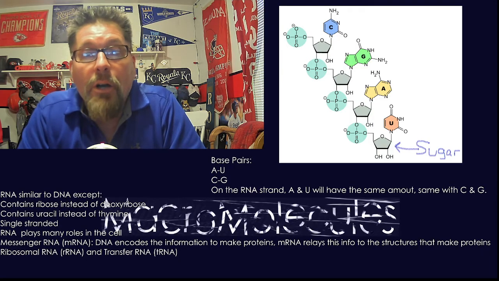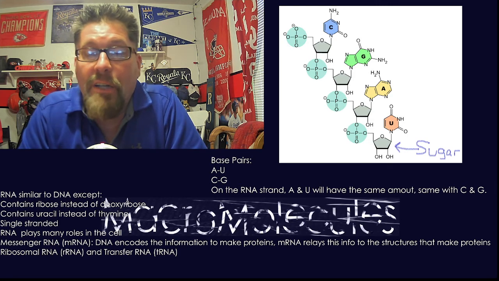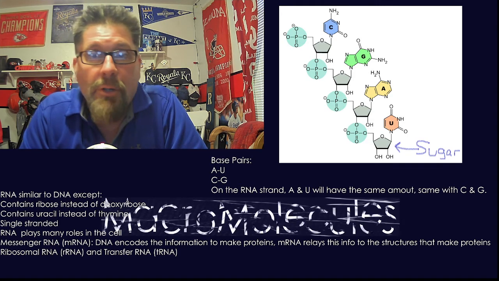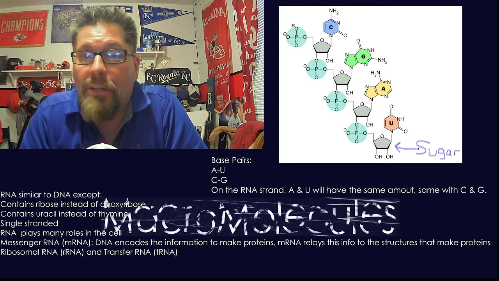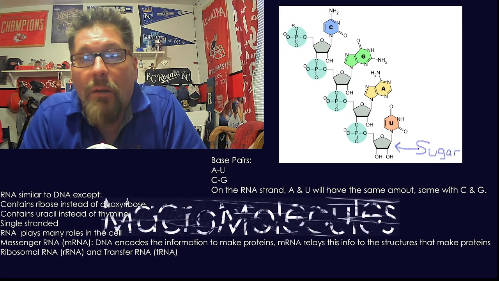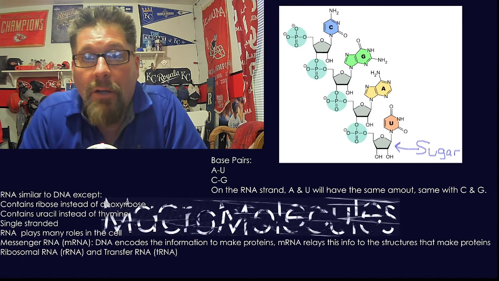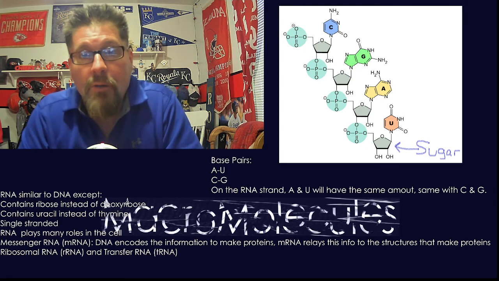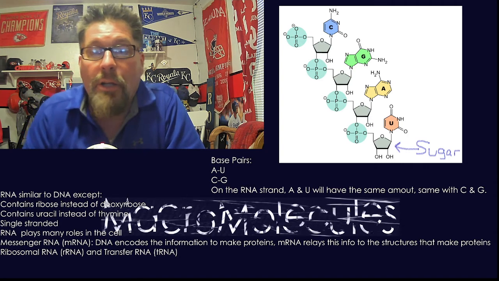Now when we're talking RNA, we want to recognize right off the bat that it's very, very similar to DNA. Some people want to think of them as opposites because they're two different things, but that's not the case. They are super similar, and matter of fact, there's really only three main differences. The sugar would be one of those differences. In DNA, it's deoxyribose, and for RNA, it's ribose.